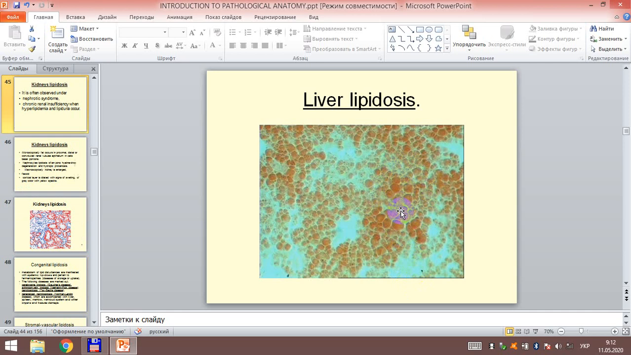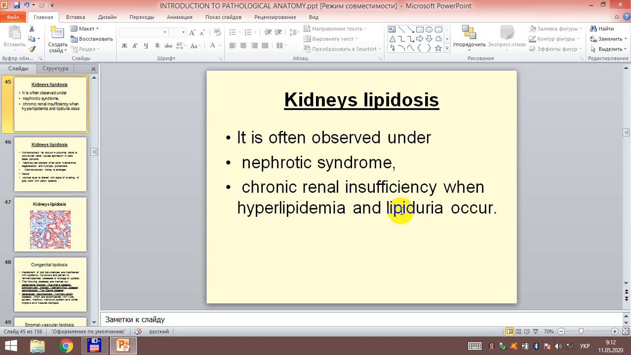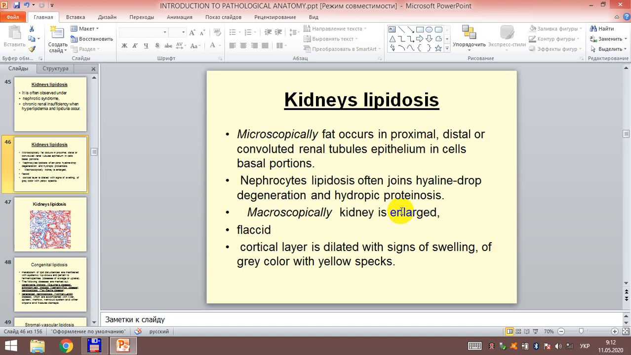Kidney lipidosis. It is often observed under nephrotic syndrome and chronic renal insufficiency, when hyperlipidemia and lipiduria occur. Microscopic signs of kidney lipidosis: fat occurs in the proximal, distal or convoluted renal tubule epithelium in the basal parts of cells. Nephrocyte lipidosis often joins hyaline drop degeneration and hydropic proteinosis.